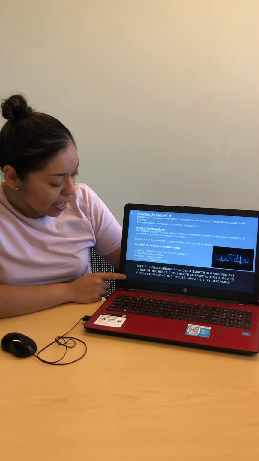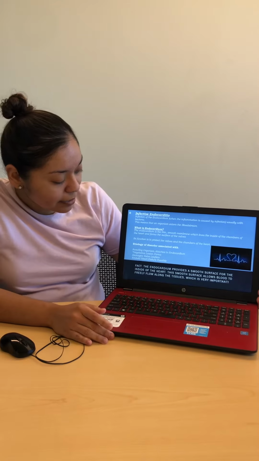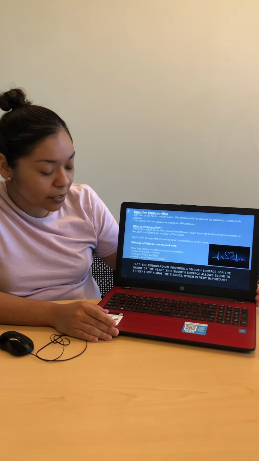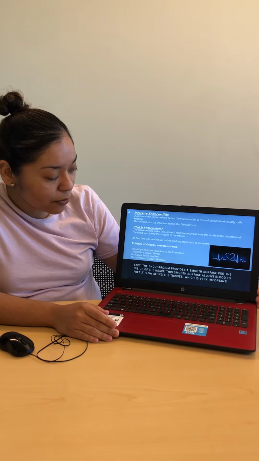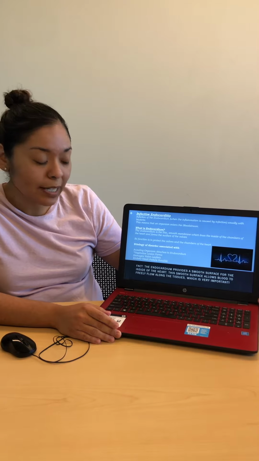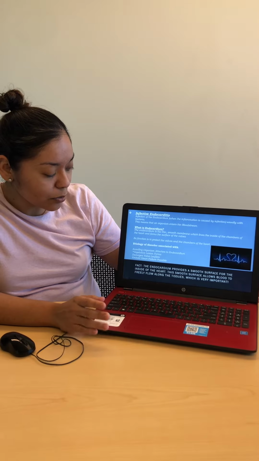And I added a fact about the endocardium, and it's that the endocardium provides a smooth surface for the inside of the heart. What this means is that this smooth surface allows blood to flow freely, and that is very important because it goes to the tissues.